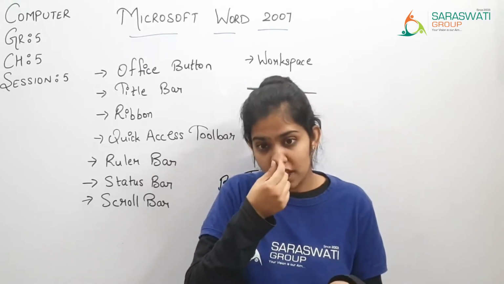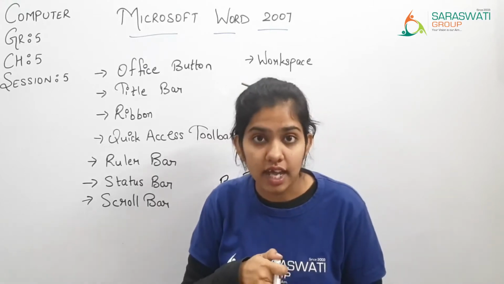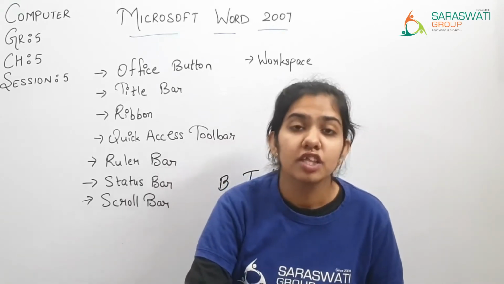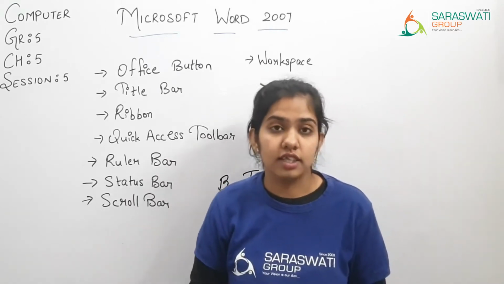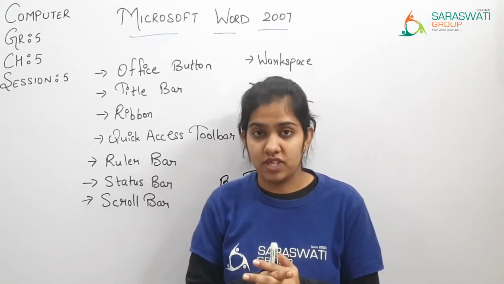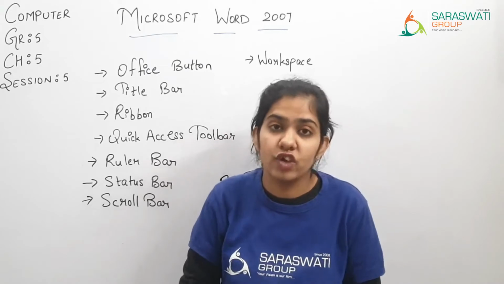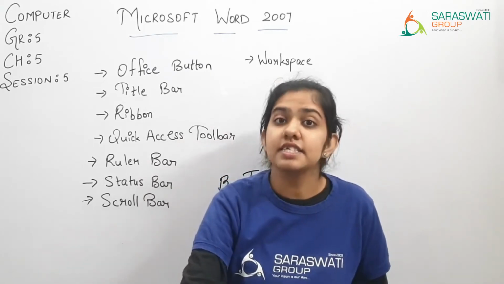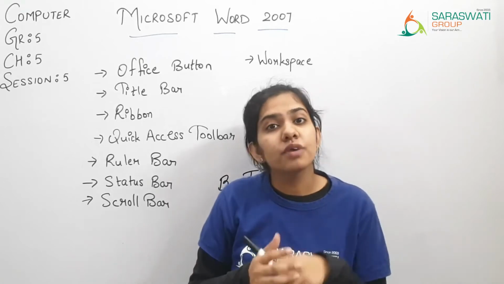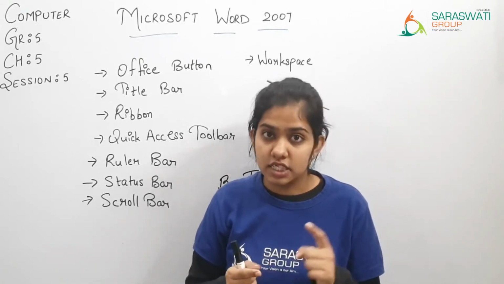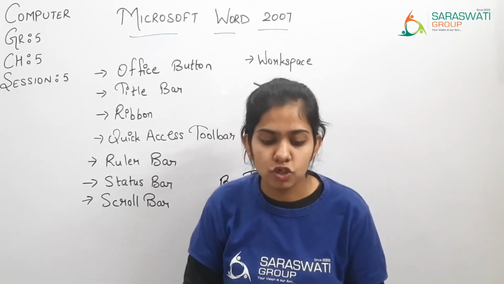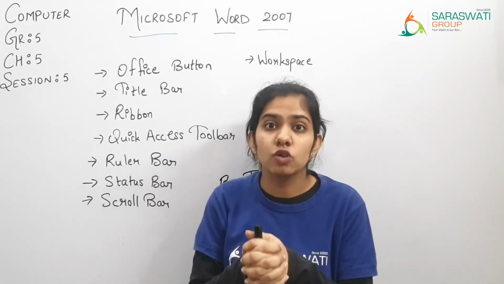Then afterward, we have seen changing the font style, changing the font size, changing the font color, the bullets and numbering, then how to save a document. Till this we have learned in the previous session, and in today's session we are going to see how to open an existing document, that is, how to open the document we saved. Then afterwards we will see closing a document, how to close the document that is open.